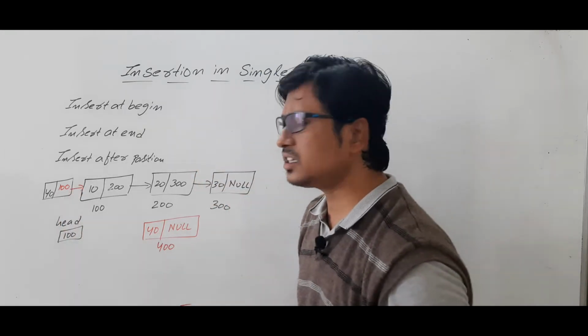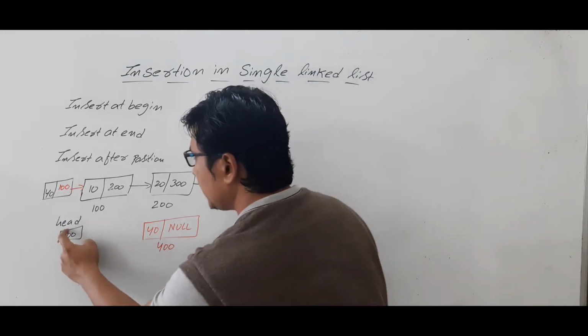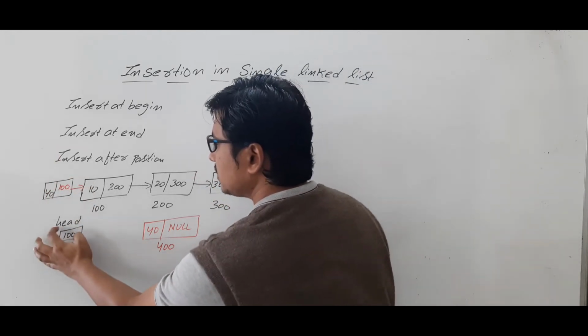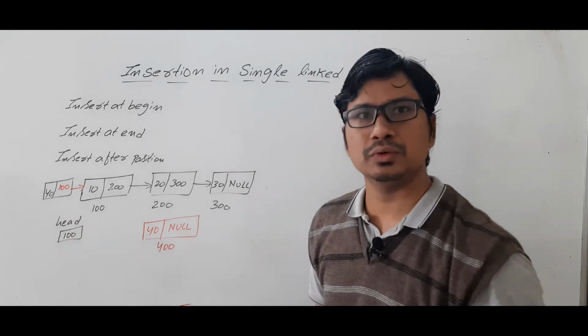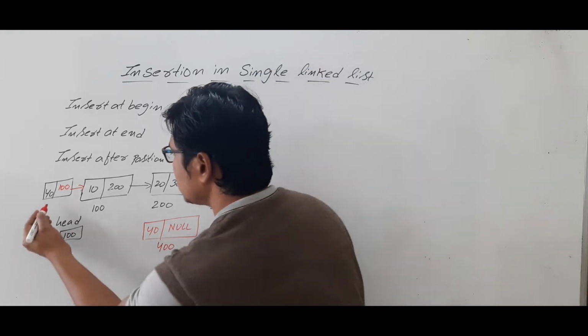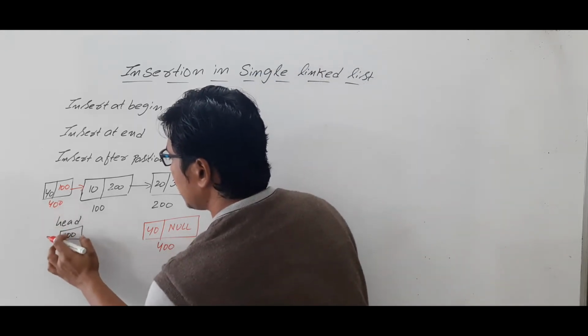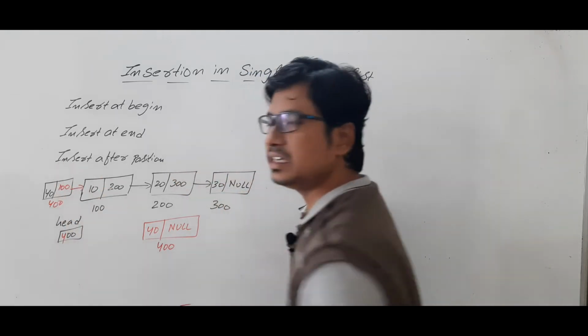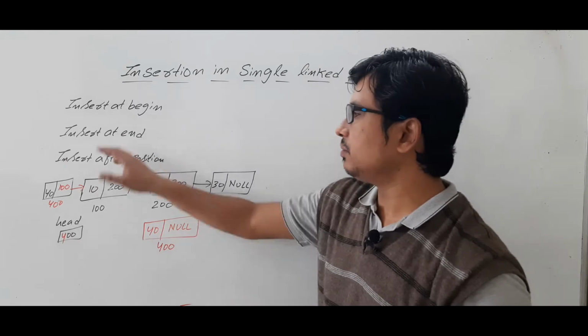Now what is the next thing you need to do? Now this head should point to the new node because this is the first node. So now what you have to write? You have to write head is equal to new node. So let's take that this is 400. Now head will have the value 400. Is it clear? So this is the meaning of inserting the node at the beginning.